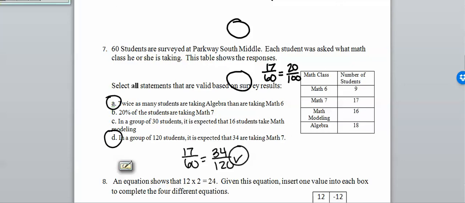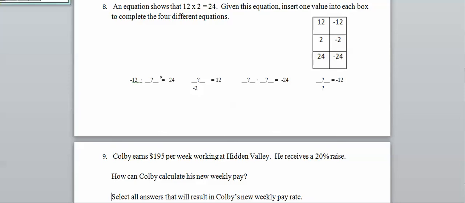Okay, on the next one, they want us to give an equation that would make this true. So we're trying to figure out what number fits in here, and the number is -2, because 12 times -2 gives me 24. The number that fits in over here is -24.